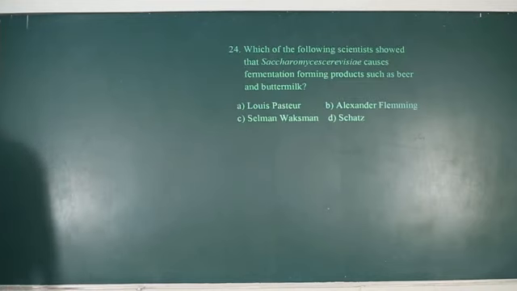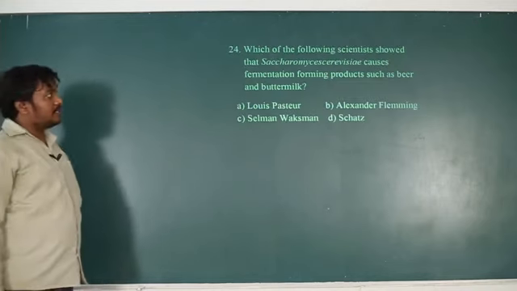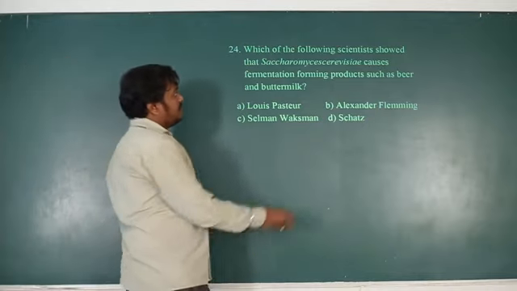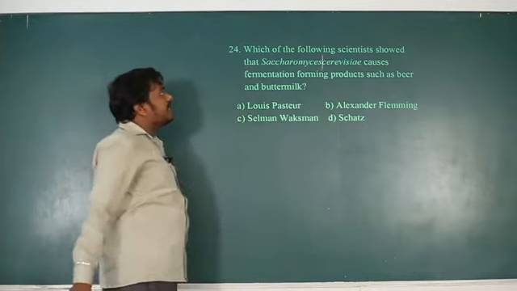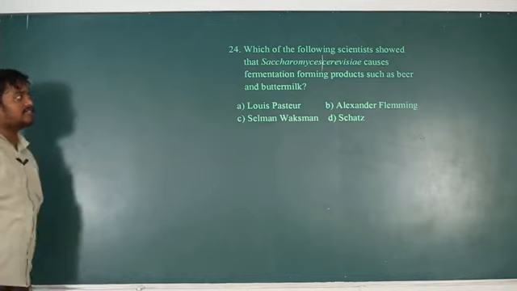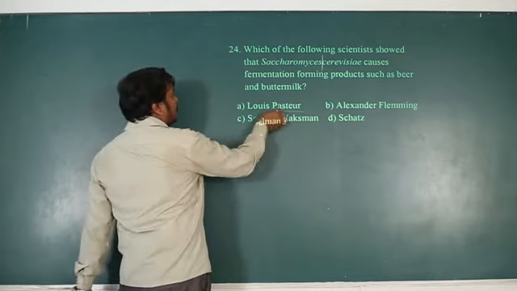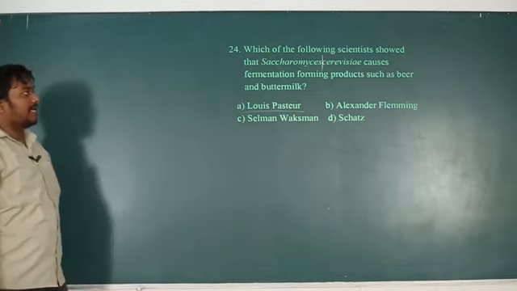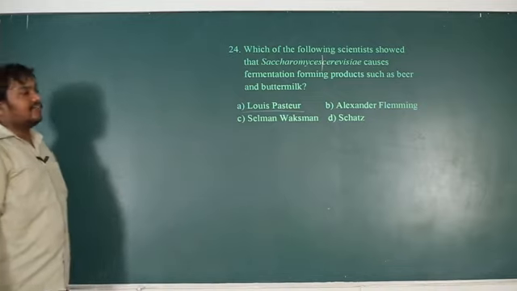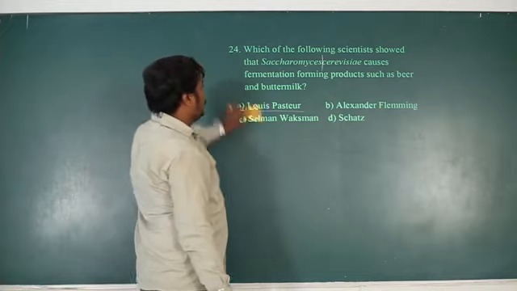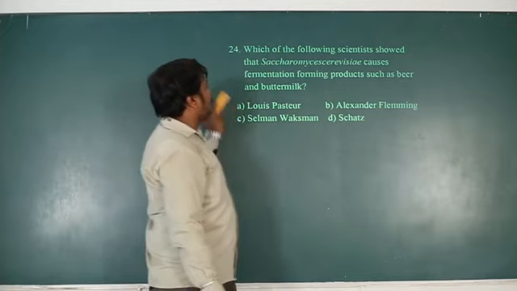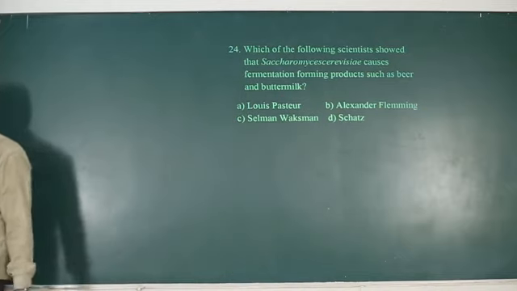Next. So which of the following scientists showed that Saccharomyces cerevisiae causes the fermentation forming products such as beer and buttermilk? Okay, who first found this out? So direct question, it is Louis Pasteur. Then Alexander Fleming, penicillin. Okay, so Louis Pasteur is the right answer. Okay, next question number 25.